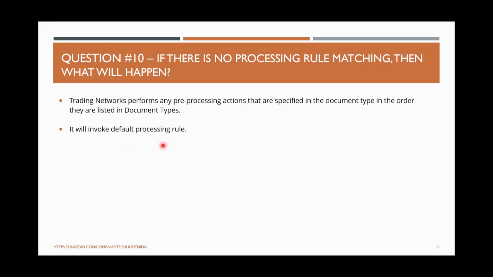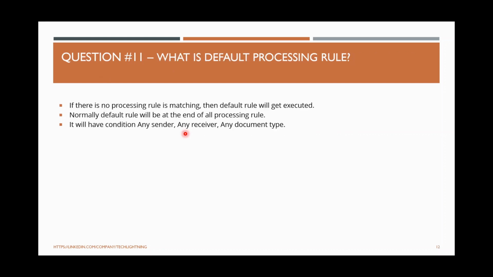I'll move on to the next one. Mostly the default processing rule will be available as the last processing rule of your processing rules. What is the default processing rule? If there is no processing rule matching, then the default processing rule will get executed. Normally the default processing rule will be at the end of all processing rules, and it will have a condition like any sender, any receiver, any document type.